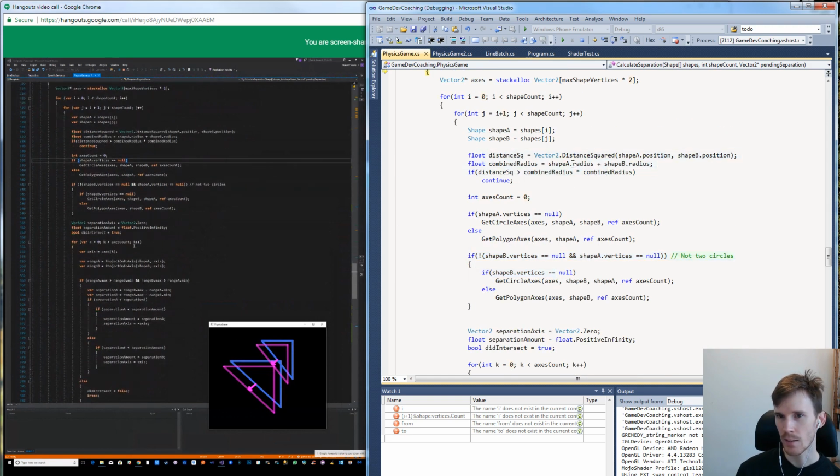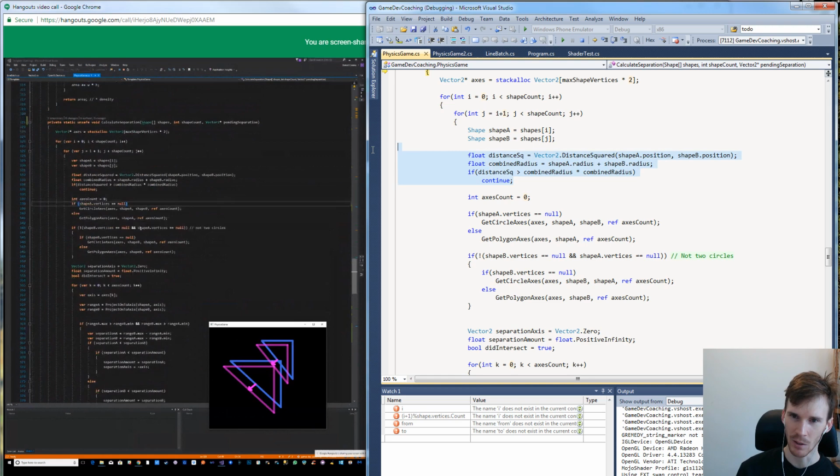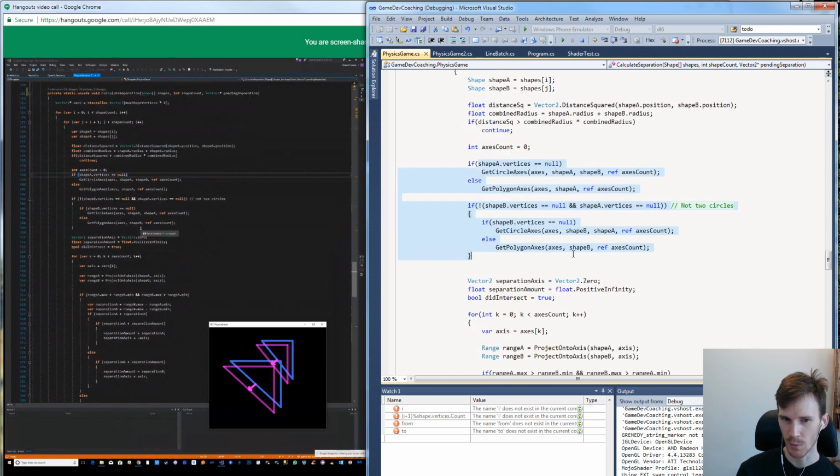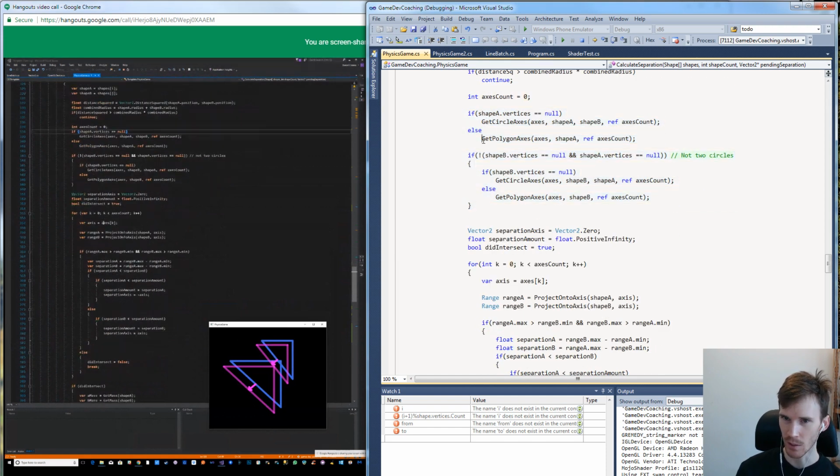It's like, okay, distance squared, combined radius. Oh, this is just skipping stuff over. We're not having a problem here with it not detecting intersections, so we can safely say it's probably not that code. It could be the axis, but these arrows look pretty good. So it might not be the axis, but we know there's some code we haven't dived into in these methods.